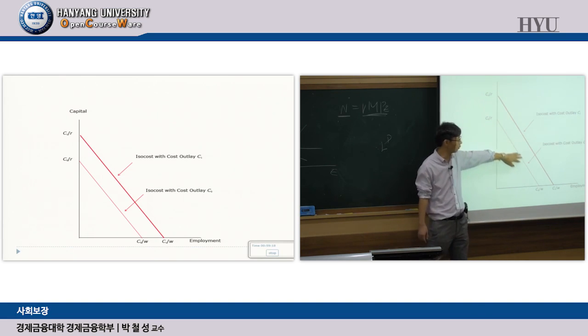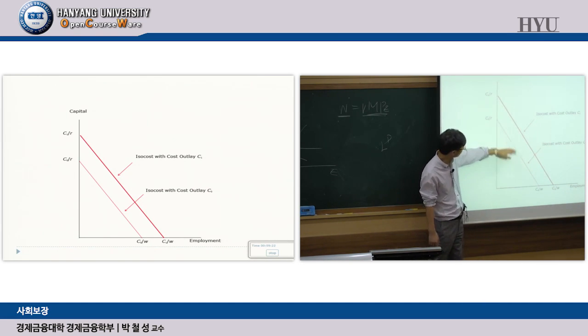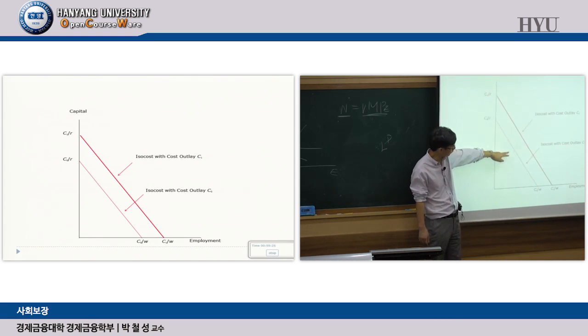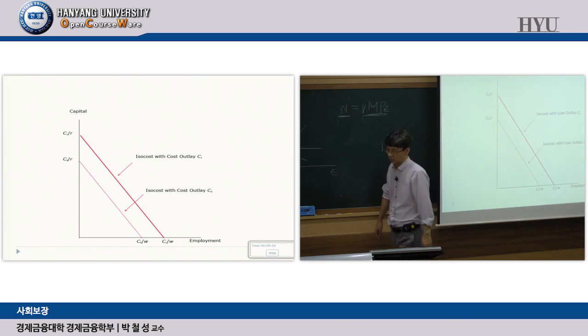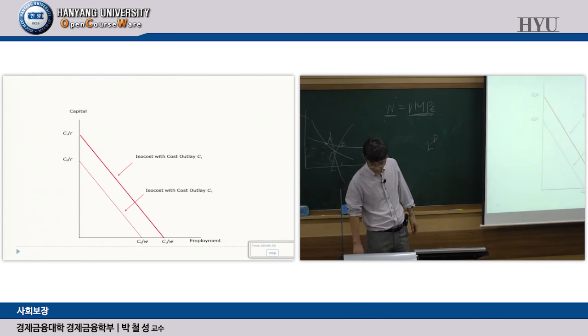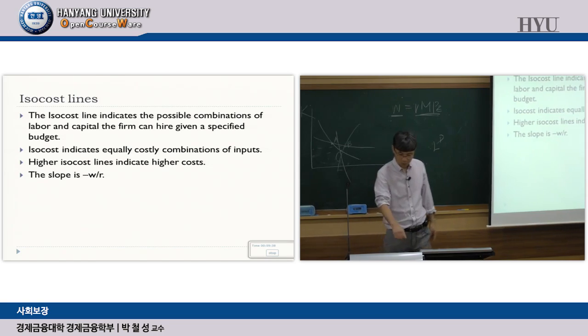And what is the slope? In between, you can put in more employment but lower capital. Then you can draw a line. If you look at it, the slope must be W over R. It's a simple calculation. So W over R.